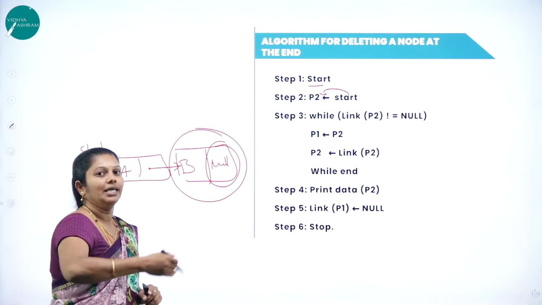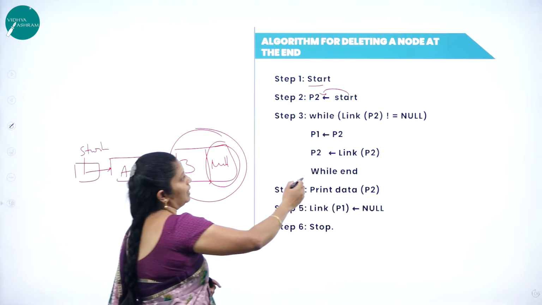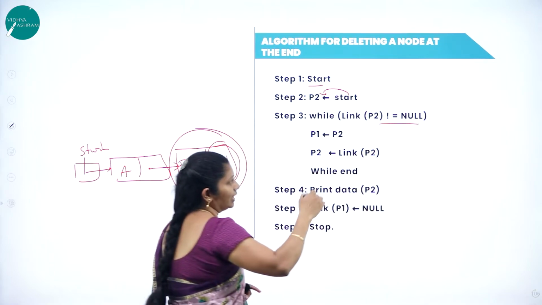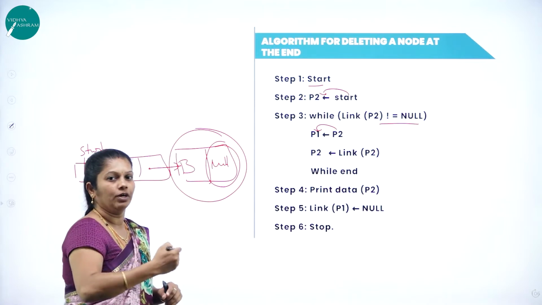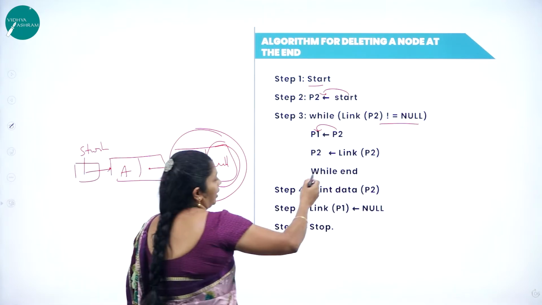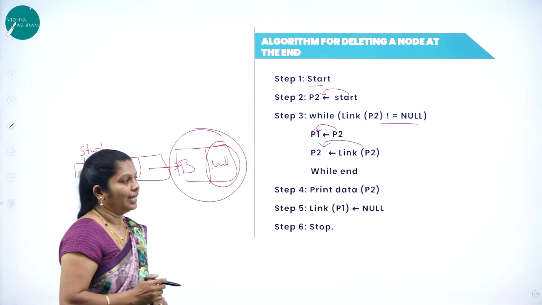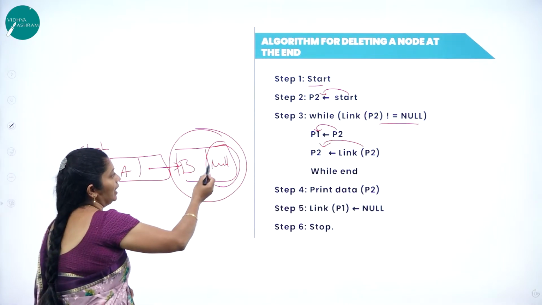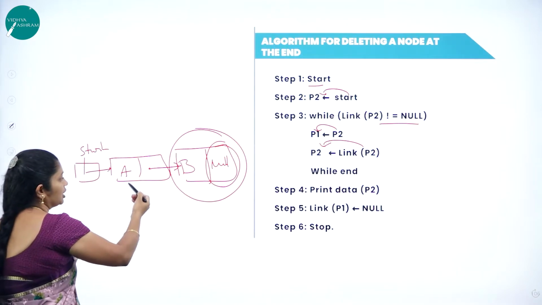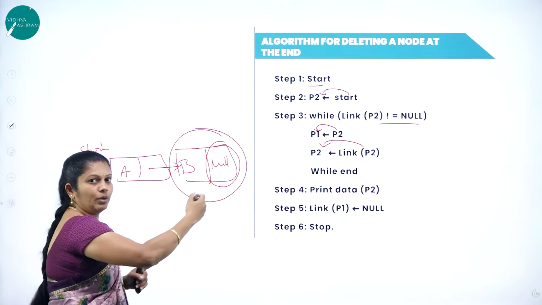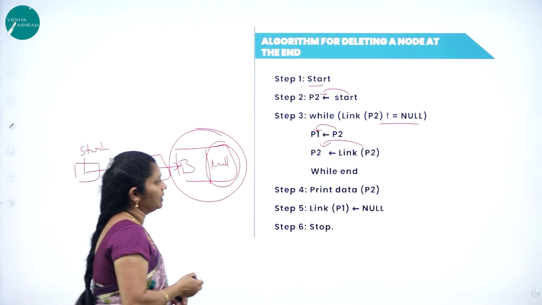It has to move to the next node: first node, second node, third node, one by one. Till the link of P2 is null, it has to be moved, P2 to P1. Like that, P2 to P1, all the nodes it has to reach. Then link of P2 to P2 here we have to take, then end of while. Until I get the last node, one by one. First time this is P2, next time the next one is P2, like that until I reach the last node, the processing will take place.